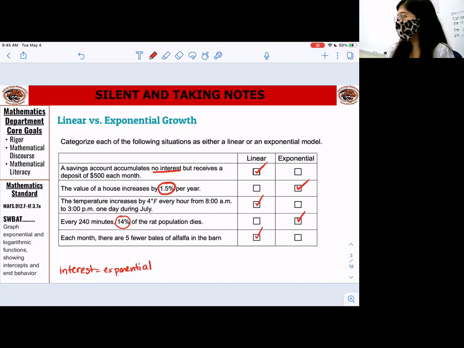Not decimal, percent, yeah. But yes, so percentages, interest, and then the last thing would be like if it said it doubles every day, it triples every day, those are multiplication words. So that would also be exponential.